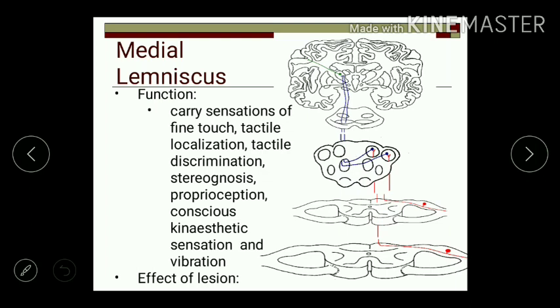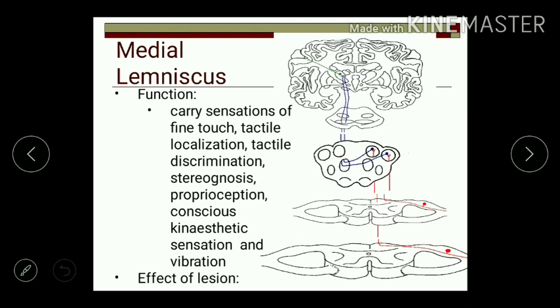Now we discuss what the functions of the medial lemniscus, dorsal column tract are. They carry sensation of fine touch, tactile localization, tactile discrimination, stereognosis, proprioception, conscious kinesthetic sensation, and vibration sensation from the same side.